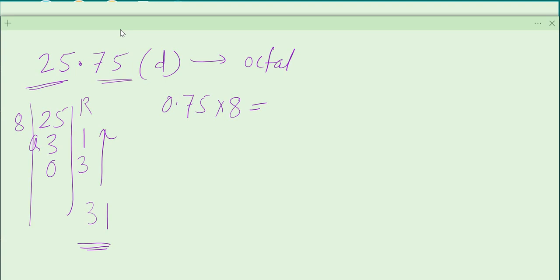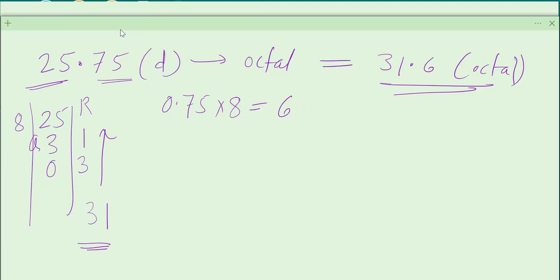0.75 into 8. Oh, very good. It is coming 6. So here, for a change, it is just 6 and there is no fractional part. So here it ends. So this number is just 31.6 in octal form. So 25.75 decimal is equal to 31.6 in octal. This 0.75 has made it simplified.